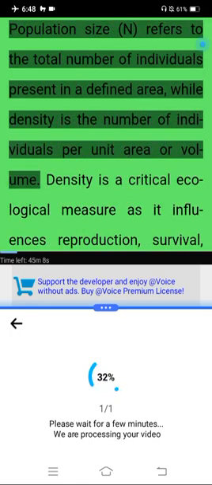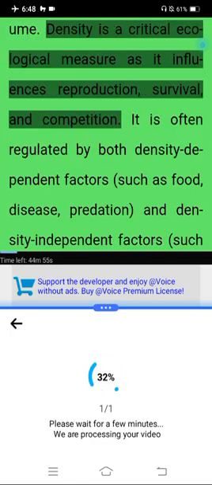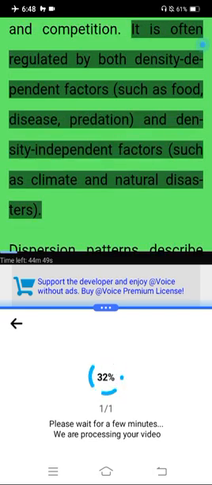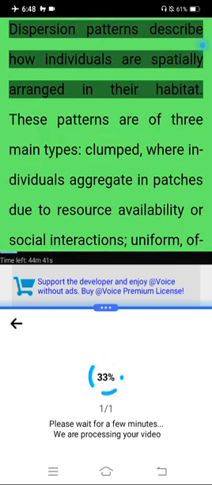Population size, N, refers to the total number of individuals present in a defined area, while density is the number of individuals per unit area or volume. Density is a critical ecological measure as it influences reproduction, survival, and competition. It is often regulated by both density-dependent factors such as food, disease, and predation, and density-independent factors such as climate and natural disasters. Dispersion patterns describe how individuals are spatially arranged in their habitat.